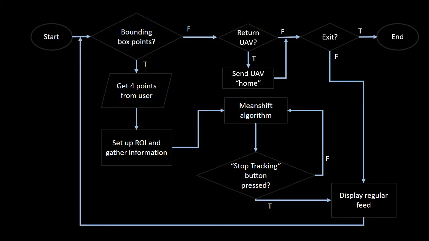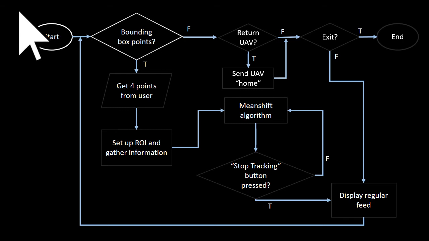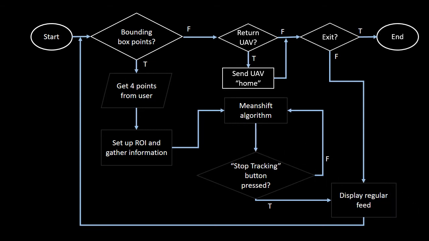Here is the tracking algorithm logic. When the program starts, it waits for the user to create bounding points of the region of interest by left-clicking and dragging from the top left to the bottom right to create a box around the target. If there are no points, then the user may exit the program or send the UAV back to the launching site if it's deployed. Once the user makes the bounding points, the program gathers these points and sets up the region of interest information such as histogram and color mapping for the tracking algorithm.